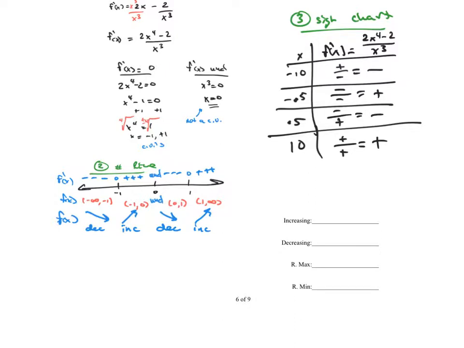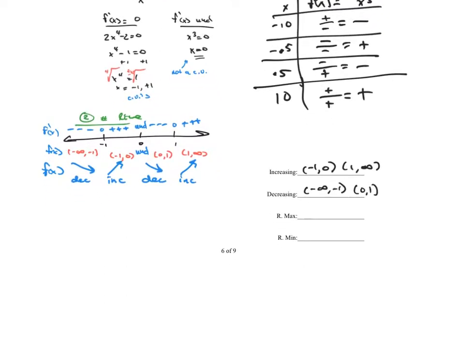Let's do those now. The intervals of increasing, where the derivative was positive, were negative 1 to 0, and also 1 to infinity. The intervals of decreasing were negative infinity to negative 1, and 0 to 1. So now the question is, do we have any maxes or mins? And we need to be very, very careful here. At negative 1, we notice that it goes from decreasing to increasing, so it's a min. Likewise, at 1, it goes from decreasing to increasing, it's a min.